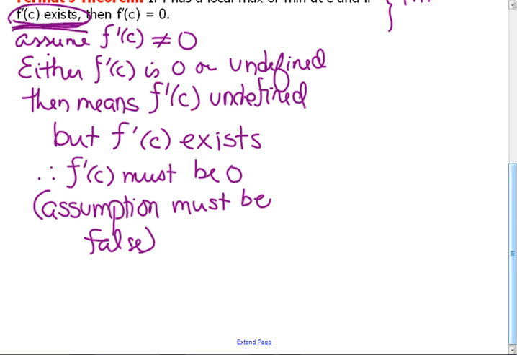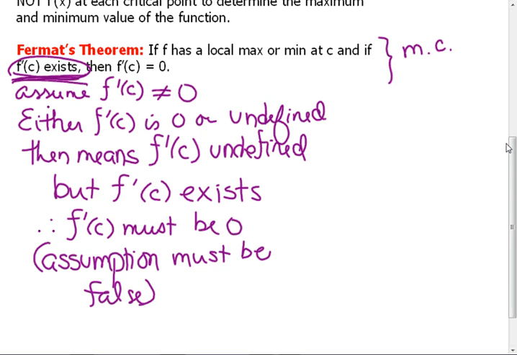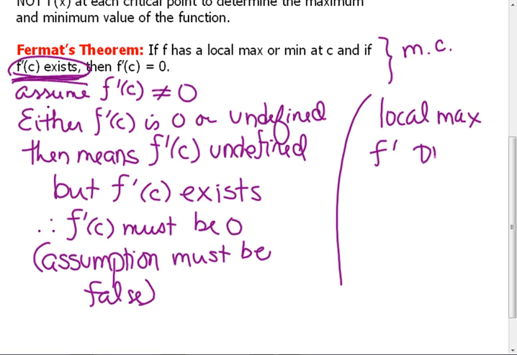Now, I've seen this on the exam, and actually it's almost word for word. They might say f prime does not exist. What's another version of this? You have a local max, and f prime does not exist. Then what has to be true? Then they'll have all the choices, and one of the choices will be f prime equals 0. Is that true? No, that's false.